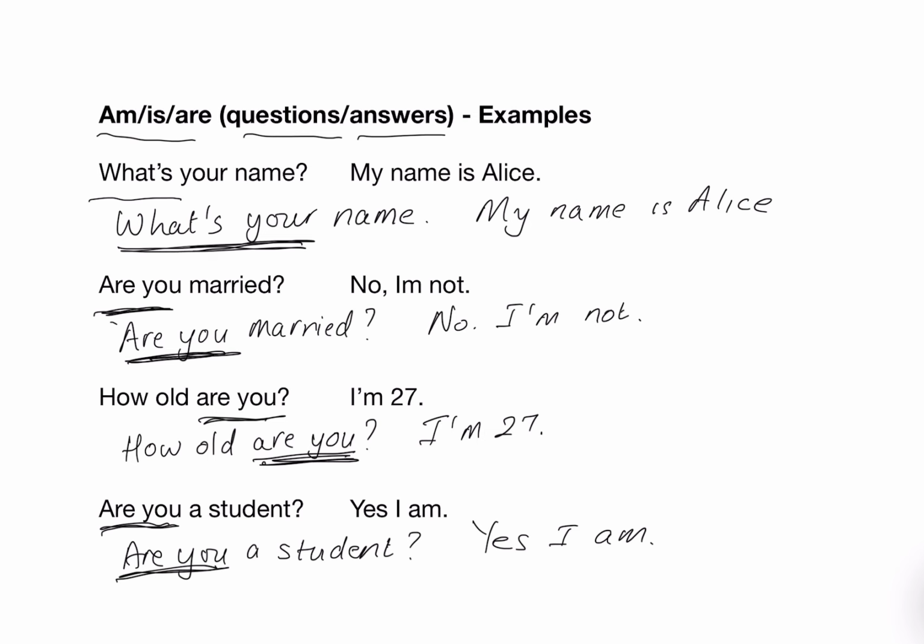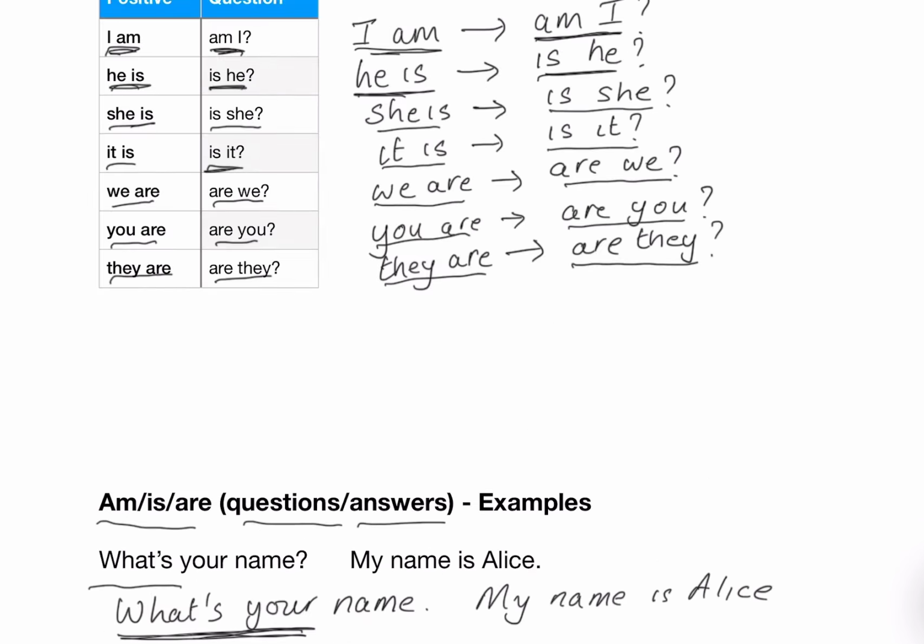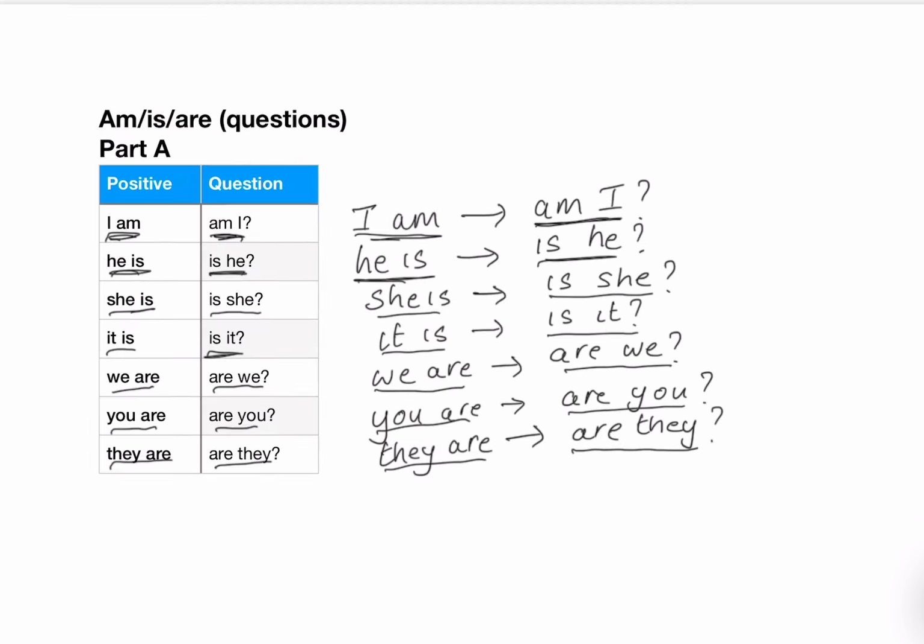Yes, I am. So we see that we went from the positive where we say I am, he is, she is, it is, we are, you are, they are, to am I, is he, is she, is it, are we, are you, are they. I hope you can understand clearly now how to use those in sentences. We'll practice some more examples here.